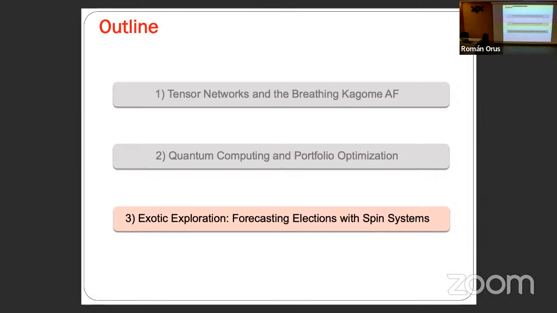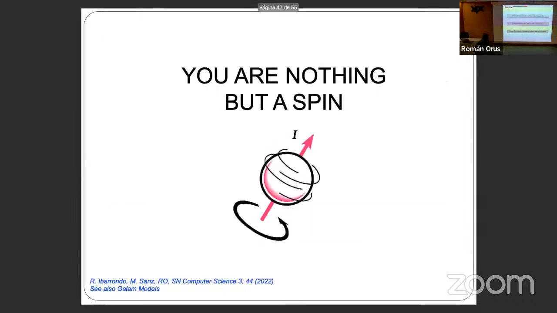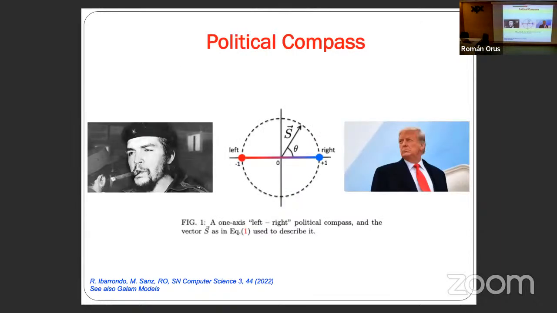We actually mapped the problem of political forecasting to finding the ground state of a spin system, which is kind of interesting. Then you realize that what you did is actually much more general. It's an algorithm for predicting trends of social networks. But you know, it's finding ground states once again. This is the main idea. Your opinion is nothing but a spin, okay? It can point up or it can point down. And then you can define a spin in terms of something called a political compass, okay?